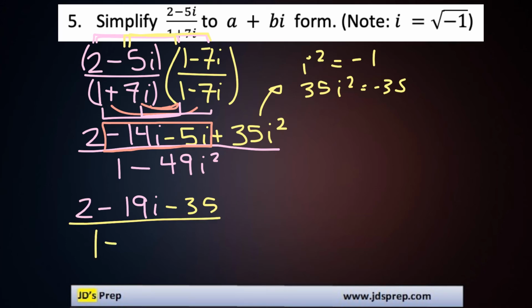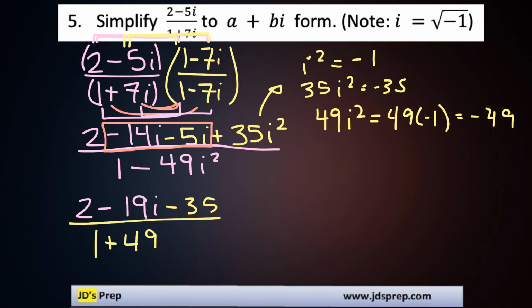In our denominator, let's think what would be negative 49 times i squared. Well, 49 times i squared is the same thing as 49 times negative 1, which is negative 49. Now, because it's being subtracted in our denominator, we are actually going to be adding the 49 there.